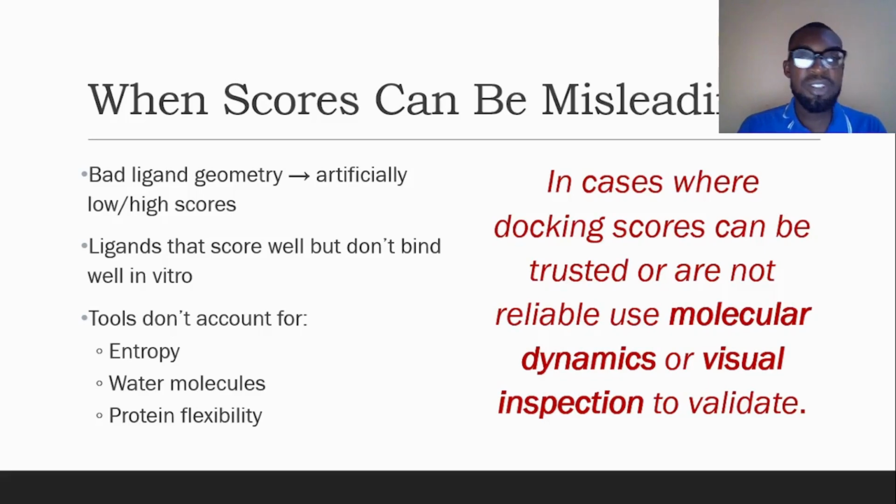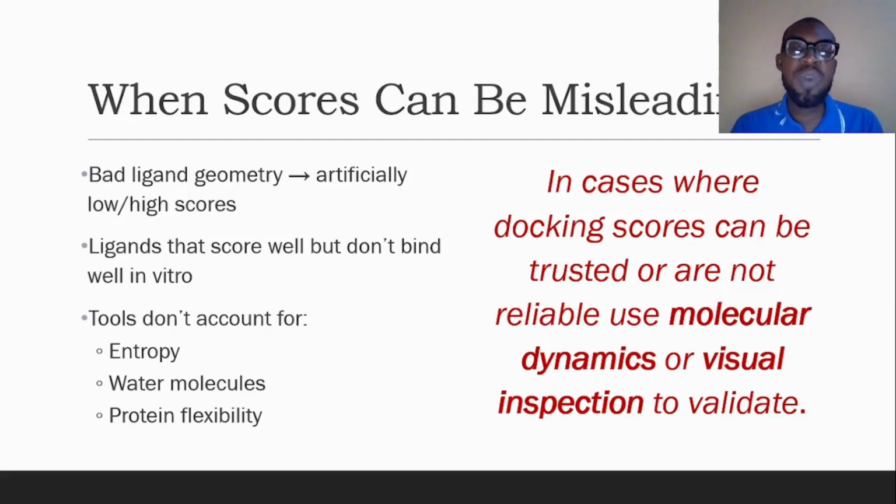Now, the third situation where you can have misleading docking scores is when you have tools that do not capture entropy, that do not capture the water molecules, that do not even capture the protein flexibility, and then they just give you scores. While those scores are simply good, you will find out that they are not reliable, especially when you carry out the in vitro part of the work.